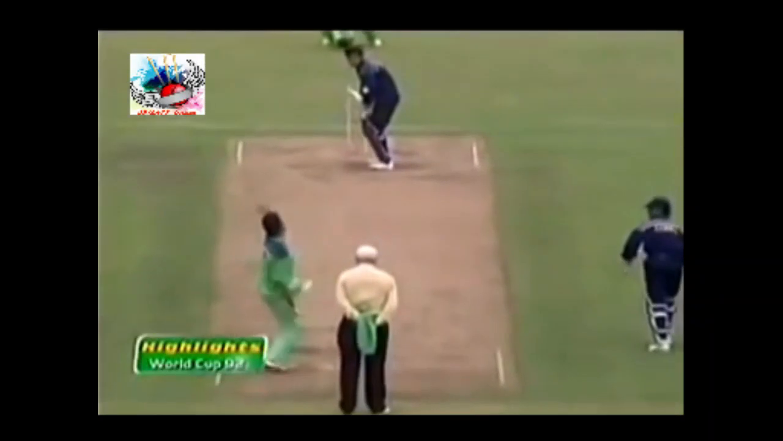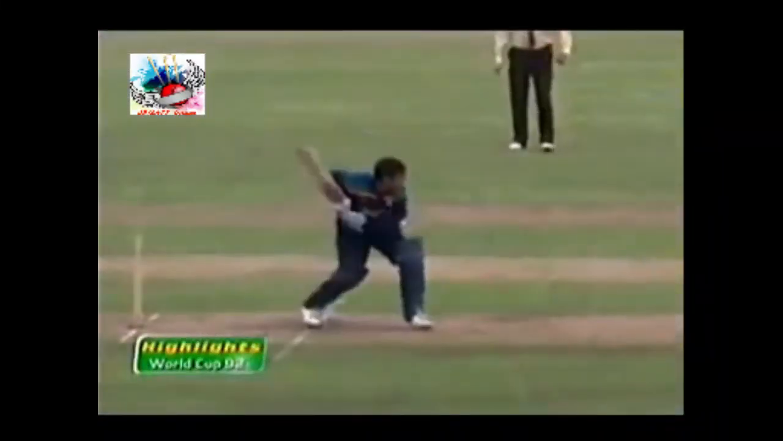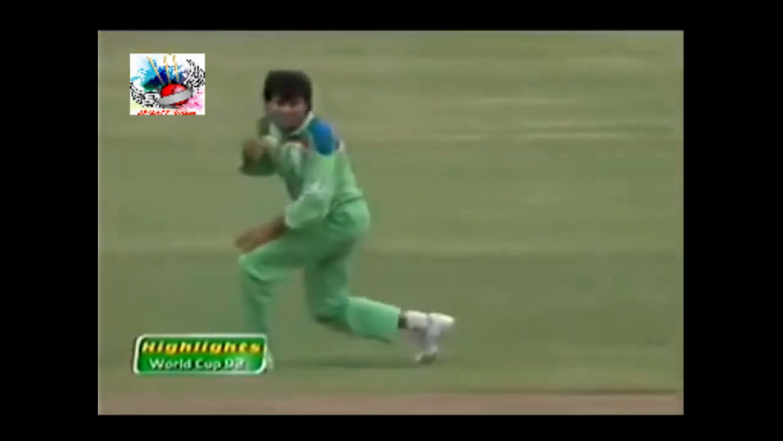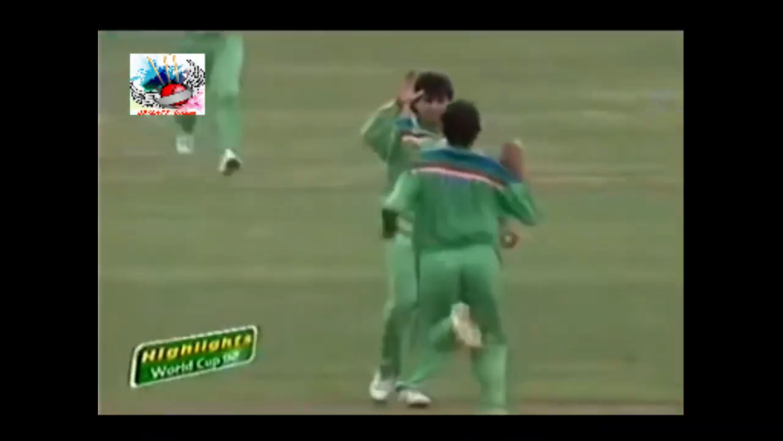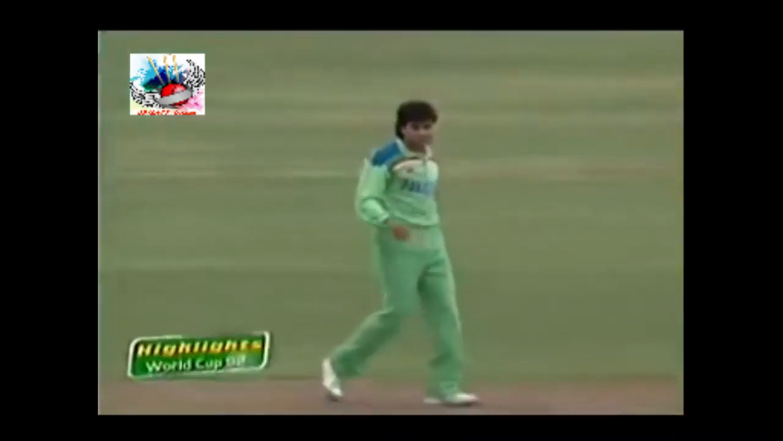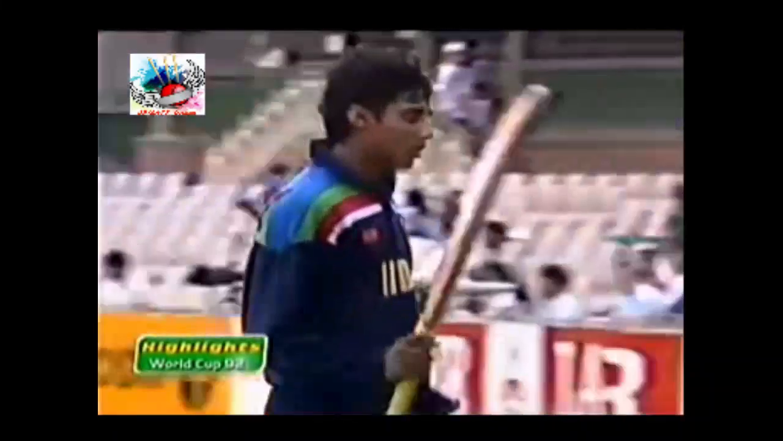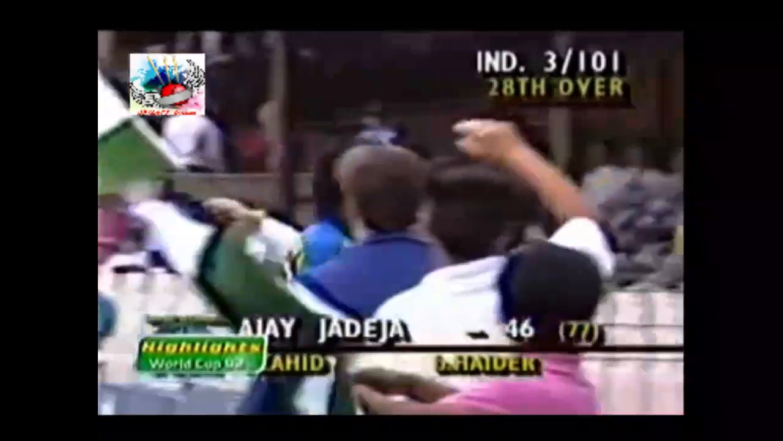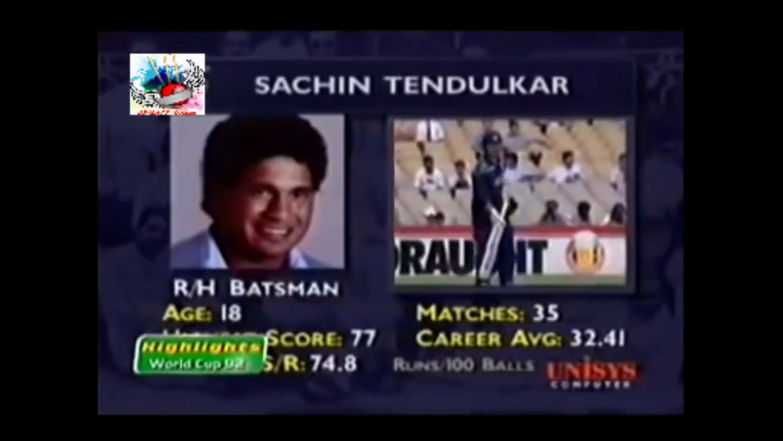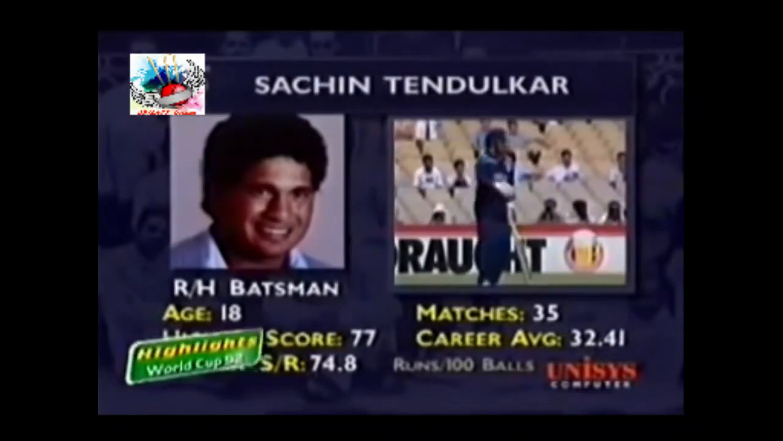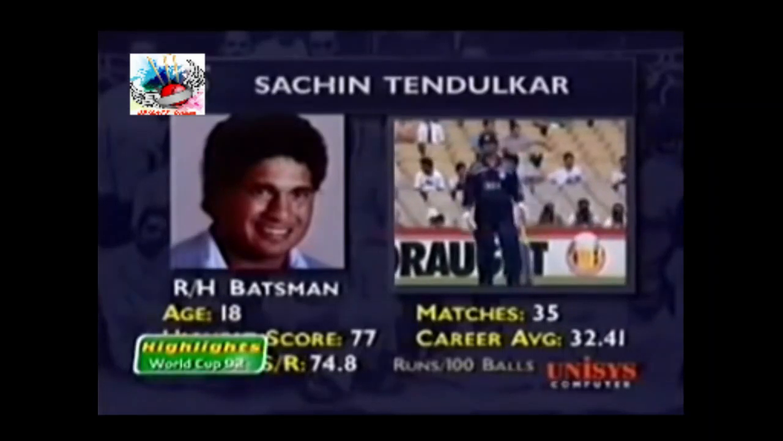That's square leg. It's a good piece of fielding. He's got forward. It could well have been a half volley if he hadn't been as agile in coming forward. Got the hands under it. He's come up with the catch. Just so confident it was a catch, he didn't even bother to appeal. India 3 for 101. Sachin Tendulkar comes out to join Vinod Kambli.